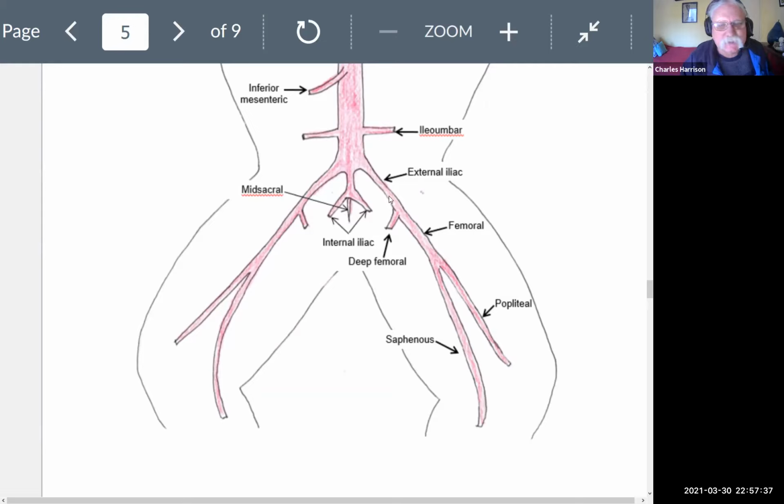The external iliac artery continues till we get to the deep femoral. After the deep femoral, we come to the femoral. We keep on going on the femoral until it splits to the popliteal and the saphenous.